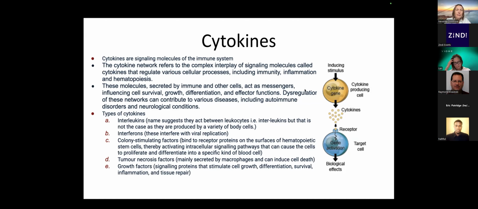And what kind of cytokines are there that you will see in the paper? Interleukins. These actually, just based on the name, they act between leukocytes, between the white blood cells. But since they were named, now our knowledge has deepened, and it is known that they are produced by a variety of body cells. Interferons, these interfere with viral replication, and then there are colony stimulating factors, tumor necrosis factors, growth factors. There is a lot of them, and you don't need to go through all the details of learning the function of every single gene and their protein.